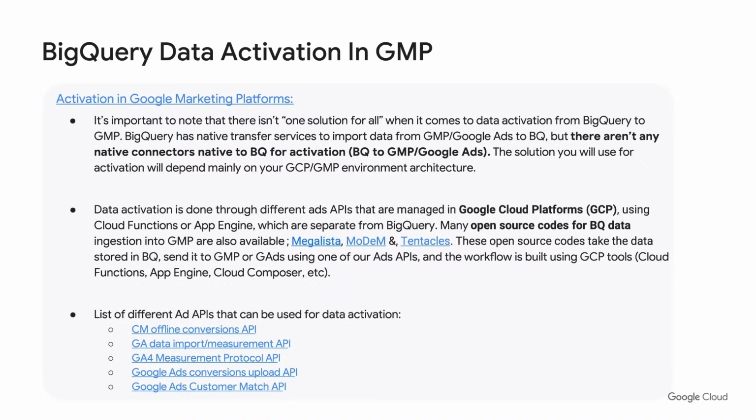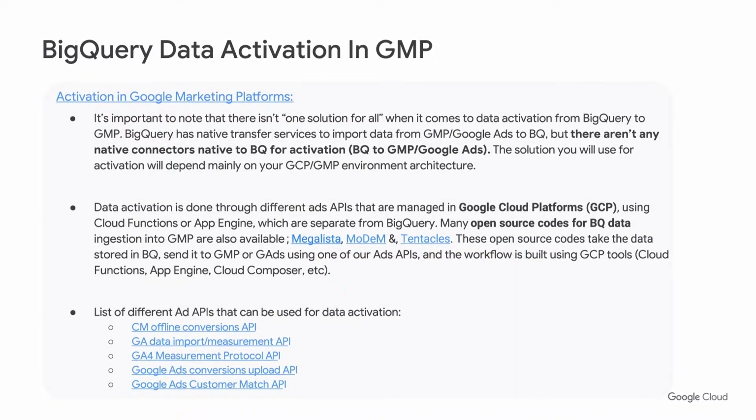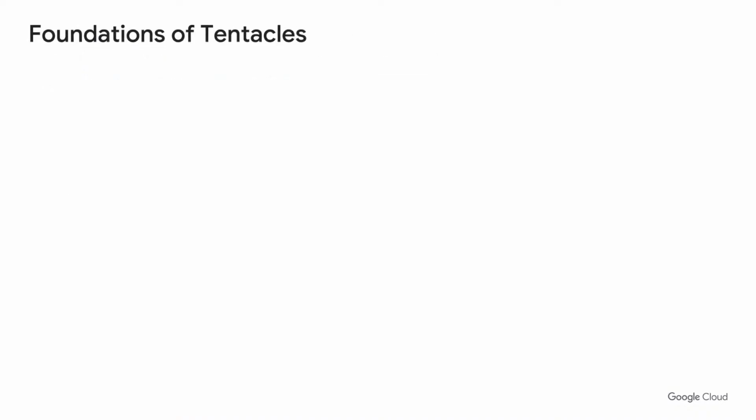There are some open source solutions like Megalista, Modem, and Tentacles that you can use as a kicking off point to build your own pipeline. Let's take Tentacles, for example. This is the platform that we're going to leverage in the demo later on as well. So, a quick highlight of what components we'll be using.